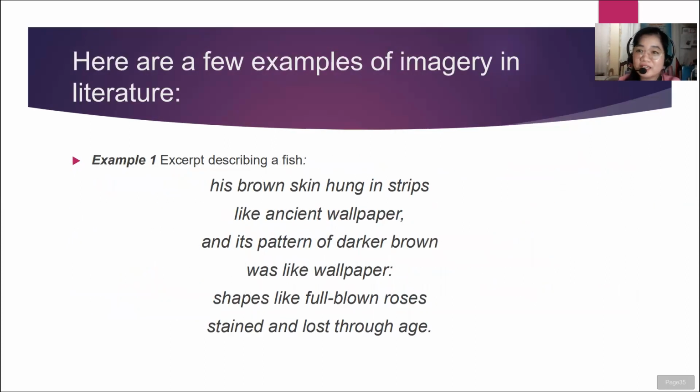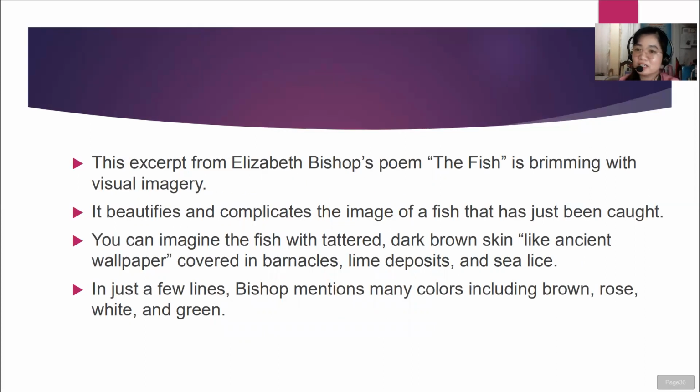So see, he is describing a fish but it is so beautiful. Brown skin hung in strips, shaped like full-blown roses, stained and lost through age. It's a beautiful fish he is describing. You become curious about what he is really describing. It's very intriguing. Yeah, it's a fish after all. So you can imagine the fish with tattered brown skin like ancient wallpaper, covered in barnacles, lime deposits, and sea lice.